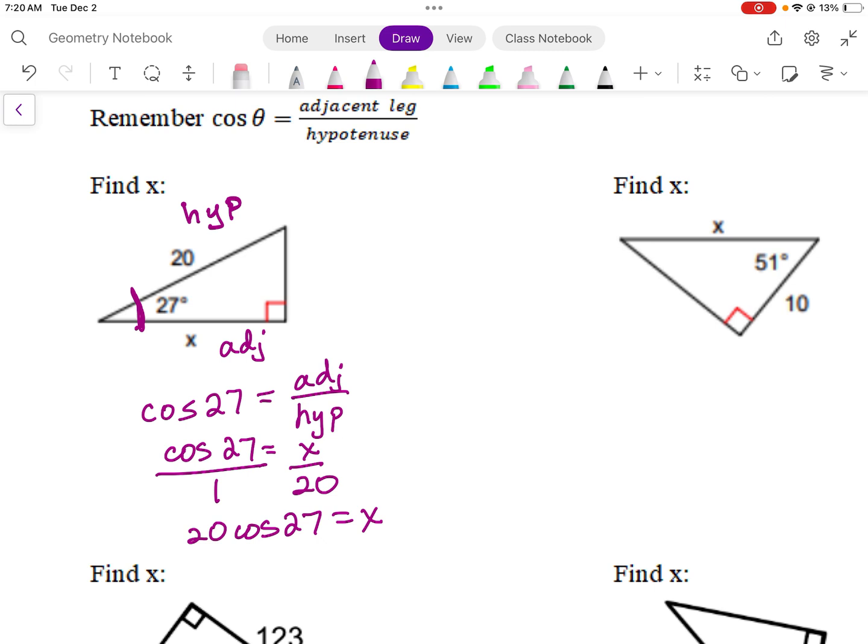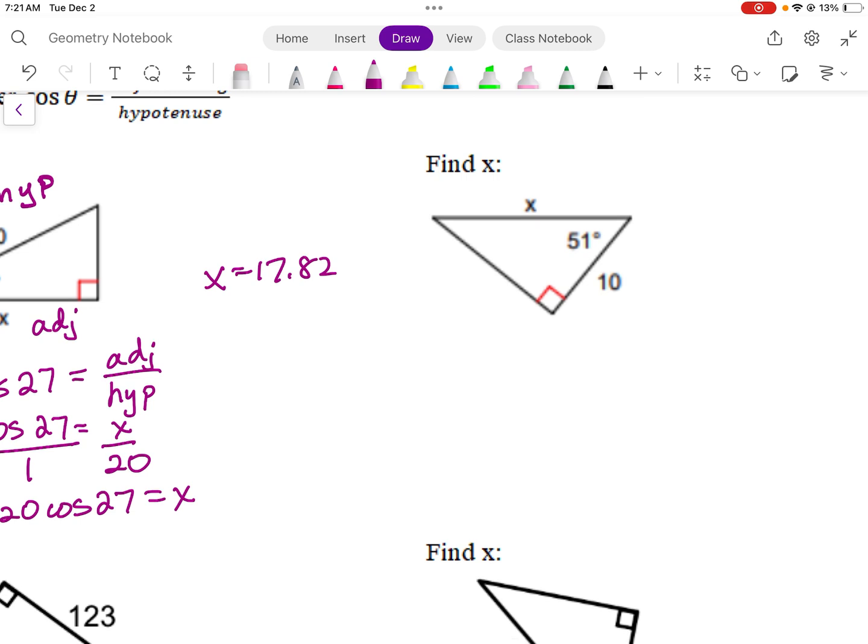And waking up my calculator, 20 times the cosine of 27 says 17.82. So x equals 17.82. There are no directions for rounding, so I just made up my own: 17.8. Notice it's less than 20, so that's good.